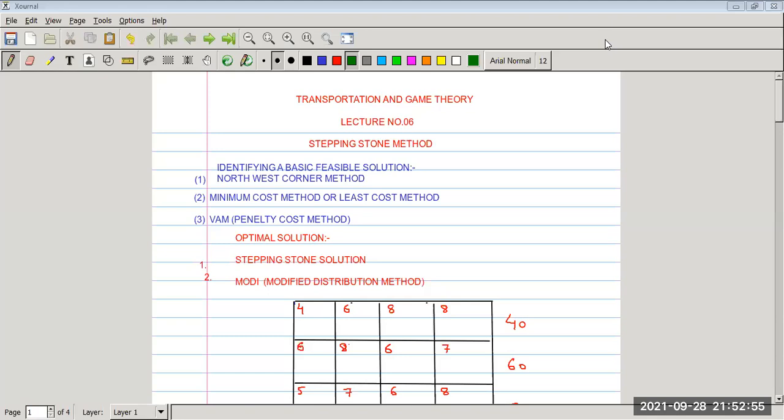Hi, this is lecture number 6 on transportation and game theory. In this lecture, we are going to discuss the stepping stone method. So, identifying a basic feasible solution.